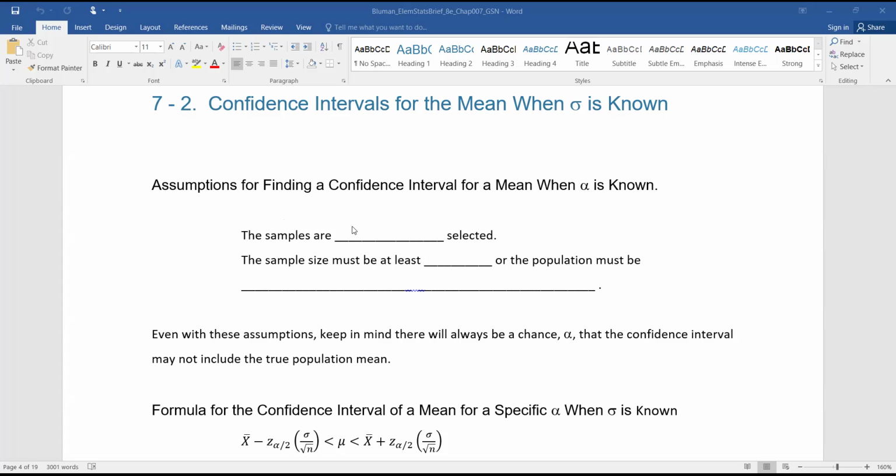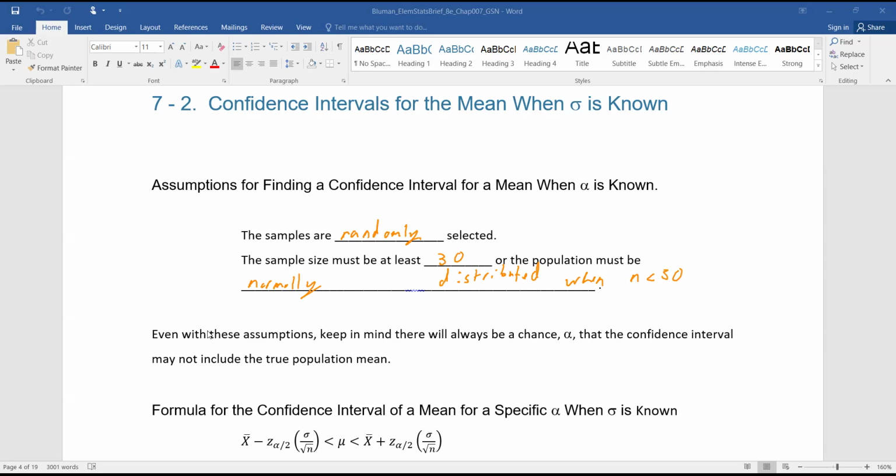So here we go. The samples are randomly selected. So these are the assumptions we're going to make. The sample size must be at least 30, or the population must be normally distributed. This only needs to happen when the sample size is less than 30. So if it's 30 or more, we're good. We care less if it's normally distributed. But if it's less than 30, it needs to tell us it's normally distributed, or we need to figure it out ourselves.